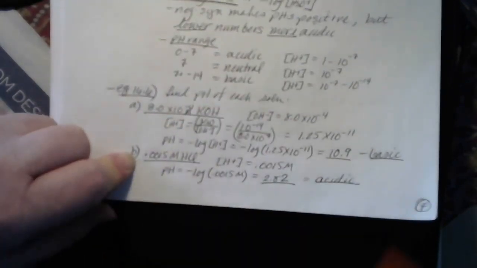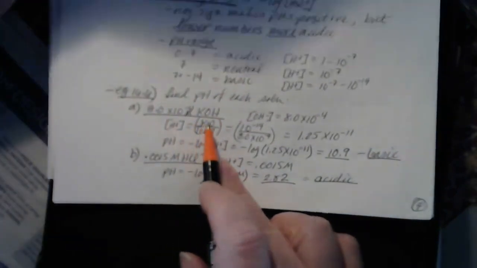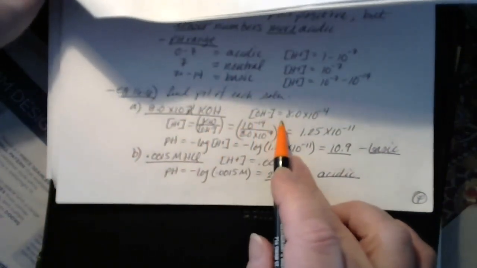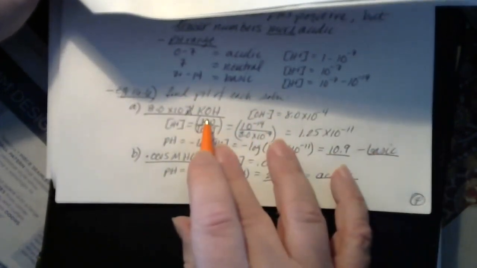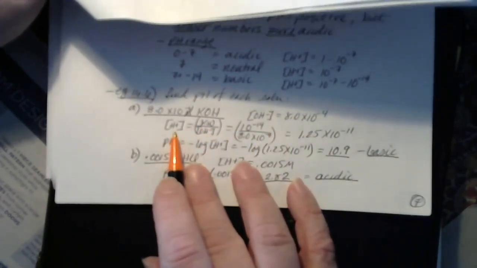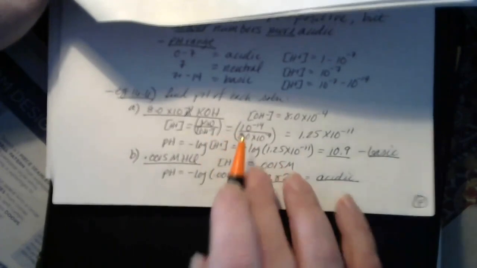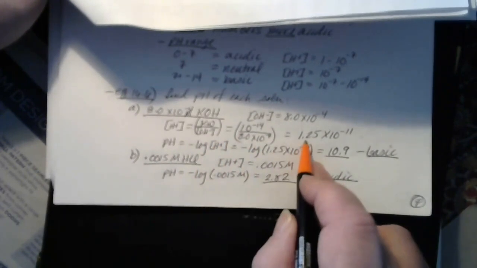Now, remember, KOH is a strong base, and there's only one hydroxide ion in each formula unit of the compound. And so it's safe to assume that the OH minus concentration is going to be 8 times 10 to the minus 4, just like the concentration of the compound itself. Well, for the pH, we need the H plus ion concentration. And for that, we're just going to take Kw divided by the OH minus. And so that's 10 to the minus 14 divided by 8 times 10 to the minus 4, which gives us 1.25 times 10 to the minus 11 for the H plus concentration.